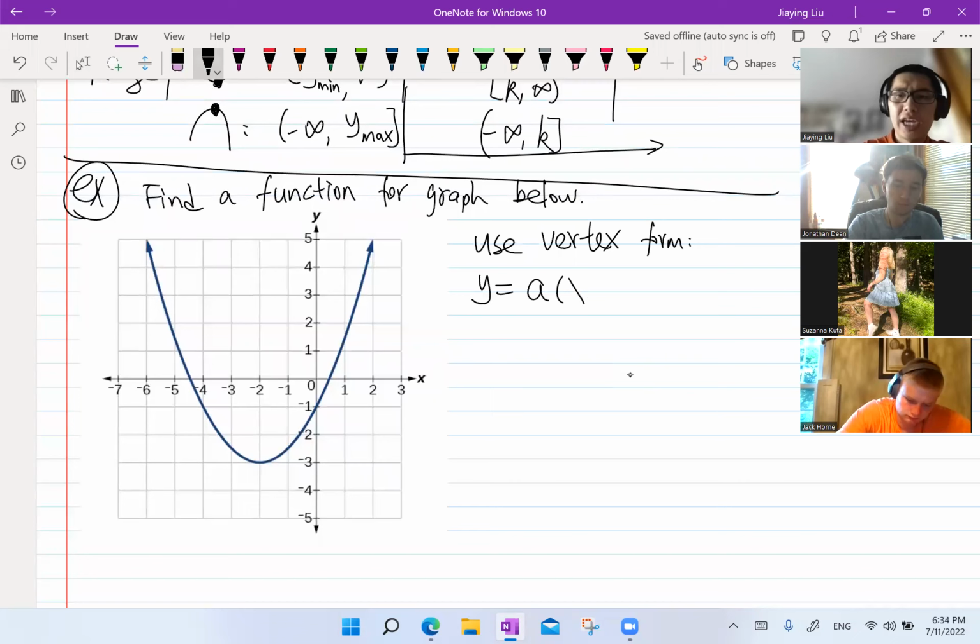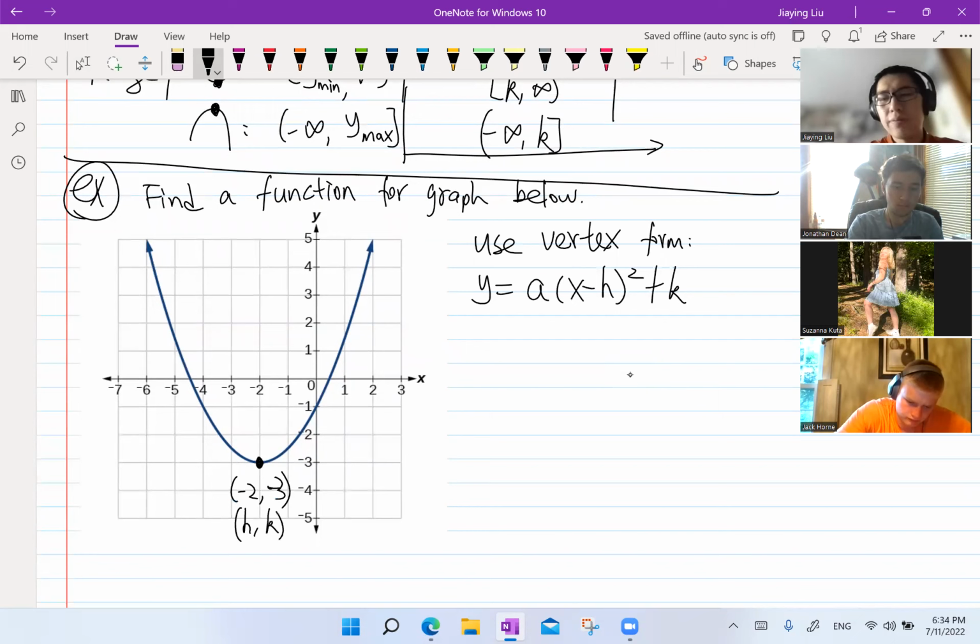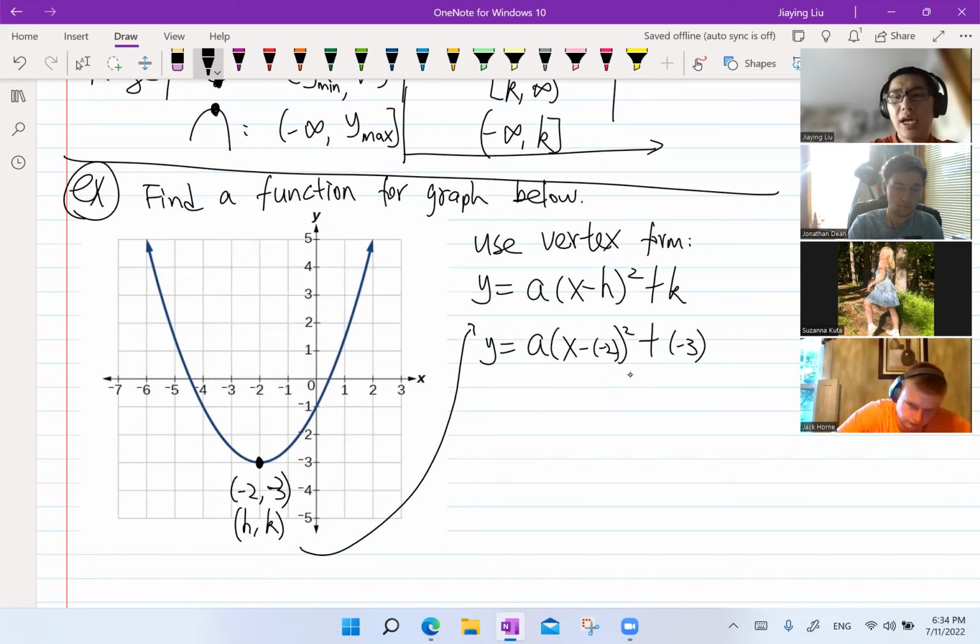It has the general form y equals a(x minus h) squared plus k. So if I know my vertex, remember vertex in the vertex form is (h, k). Well, I can look at the graph. So it looks like this is my vertex, (negative 2, negative 3). So those are the h and k values. So I can take those two numbers and directly substitute them into the equation. So I got y equals a, I don't know what it is, but I can plug in h. So that's (x minus negative 2) squared plus k, which is negative 3. And I can simplify one more step. So that's a(x minus a negative 2), which is x plus 2, squared, and then minus 3 outside. With the vertex form, we already figured out two constants in the formula.